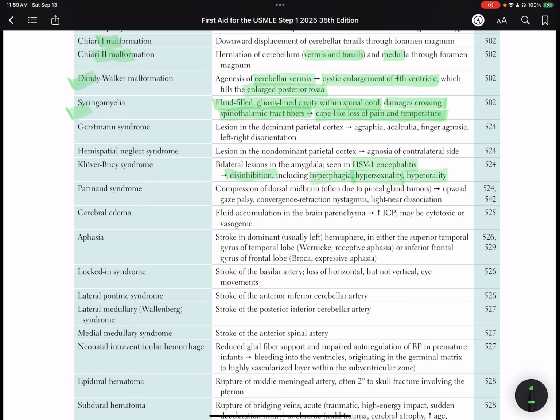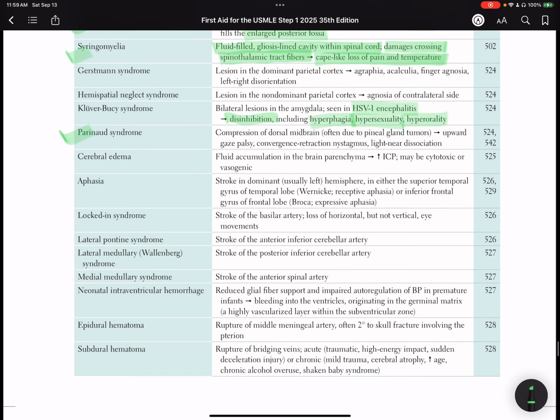What causes Parinaud syndrome? Parinaud syndrome is compression of dorsal midbrain, often due to pineal gland tumors, causing upward gaze palsy, convergence-retraction nystagmus, light-near dissociation. Once more, Parinaud syndrome is compression of dorsal midbrain, often due to pineal gland tumors. This leads to upward gaze palsy, convergence-retraction nystagmus, and also light-near dissociation.